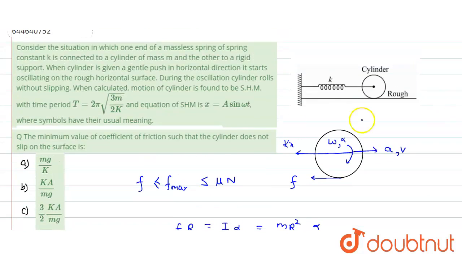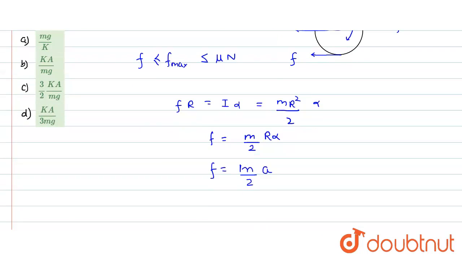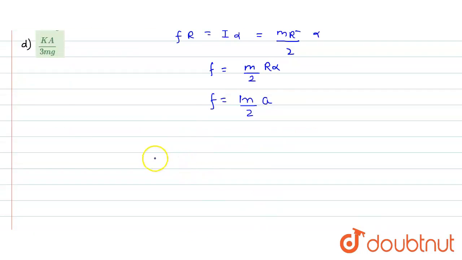Now because the particle will be executing S.H.M., x varies with a sine of omega t, and the time period is also given. So if the displacement is executing S.H.M., then if we write the equation, let's say x equals A sine of omega t.